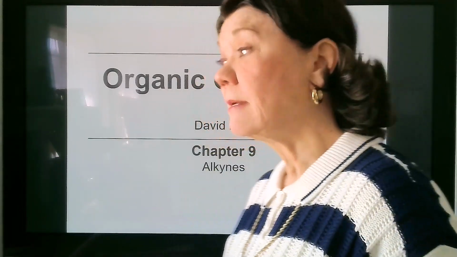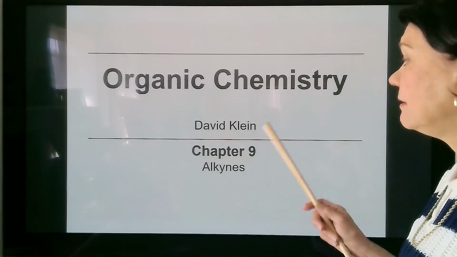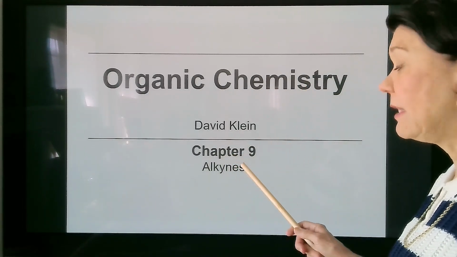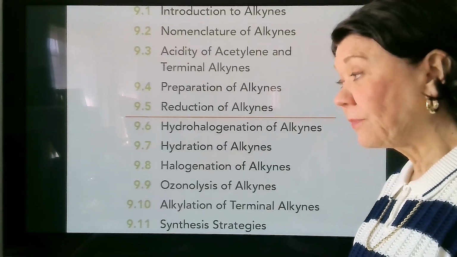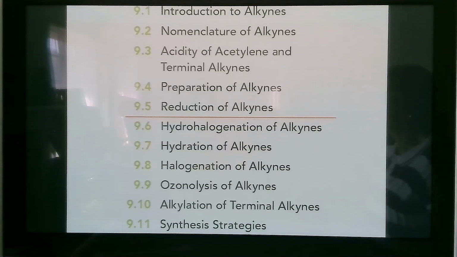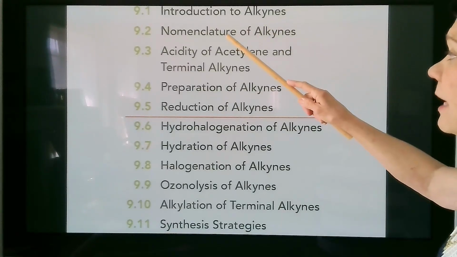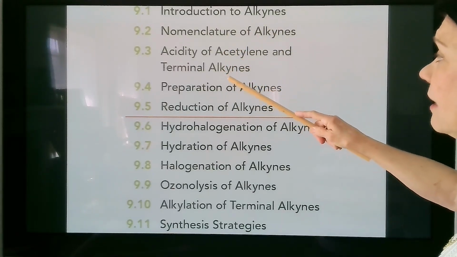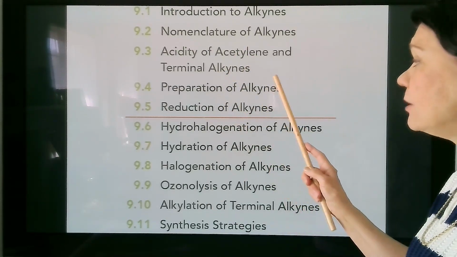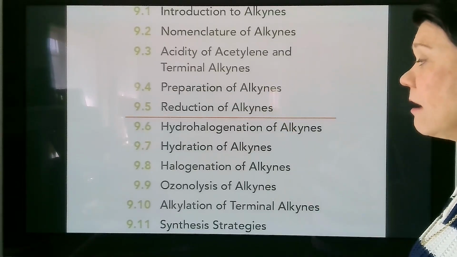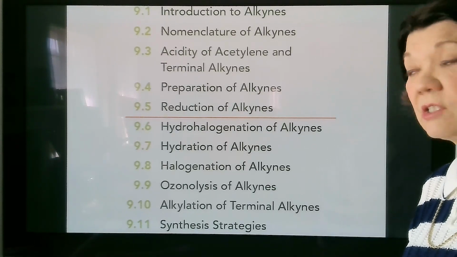So now we're going to continue with chapter 9 in David Klein's organic chemistry book. The topic of this is alkynes. So here's what we're going to discuss: introduction to alkynes, the nomenclature, the acidity of acetylene and terminal alkynes, the preparation of alkynes, reduction of alkynes. That will be during this video.